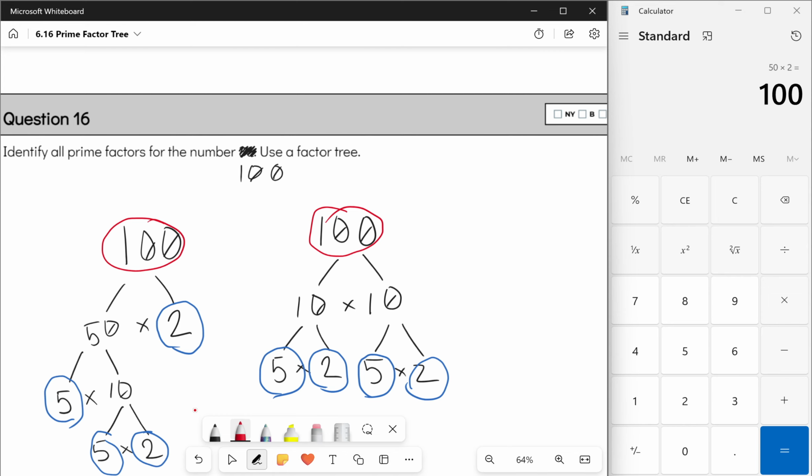So, I want you to give this a try now. See if you can do a factor tree and find the prime factors for a couple large numbers. Good luck.